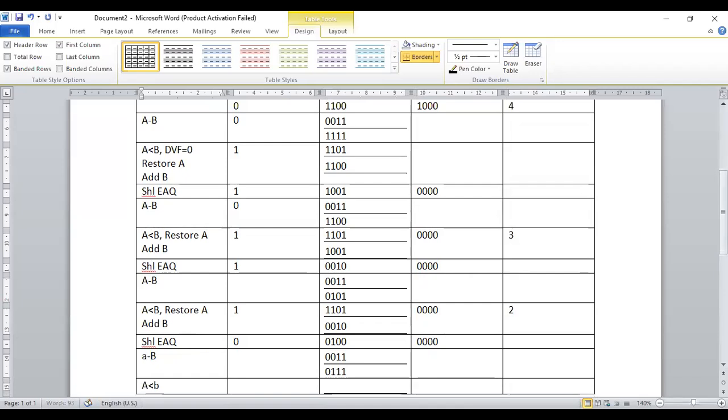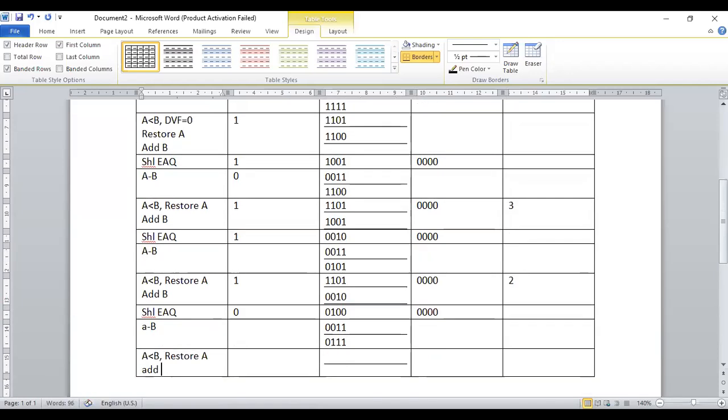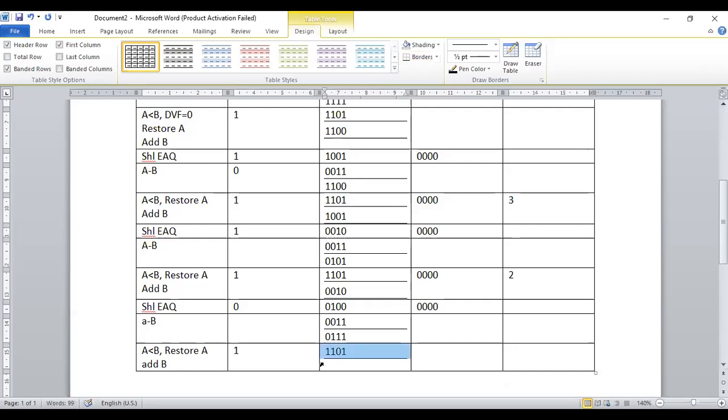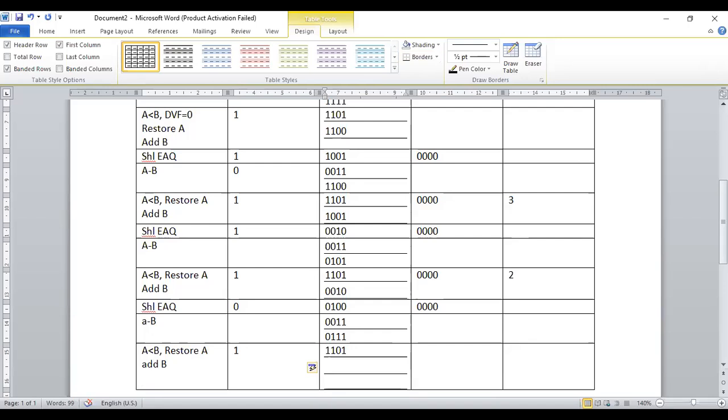So A less than B. Restore A by adding B. B is 1101. So if we add back, we'll be getting this as 1, and then our previous A, whichever it is, 0, 1, 0, 0, has to be resulted. 1, 0, 1, 0, 1, 1, 1, 0. Right.